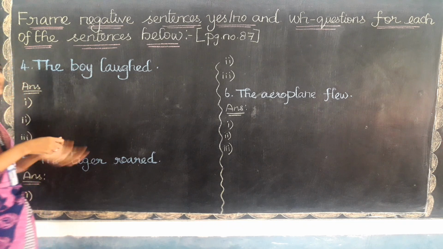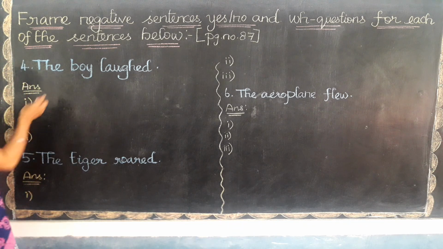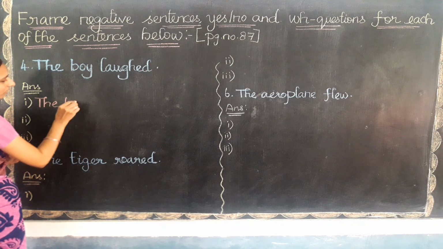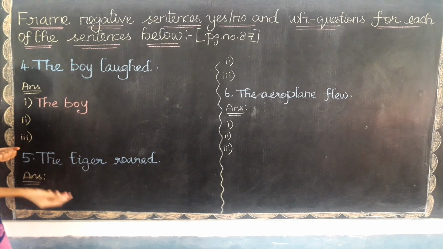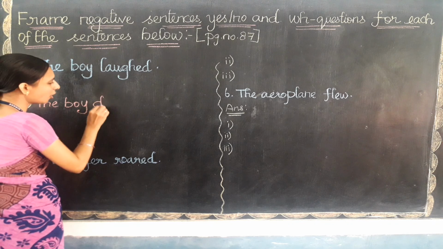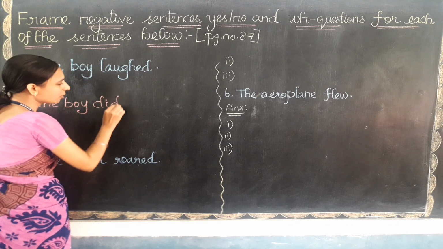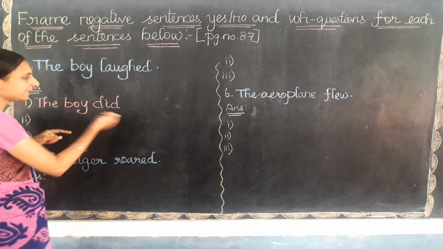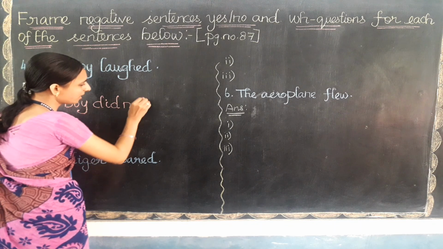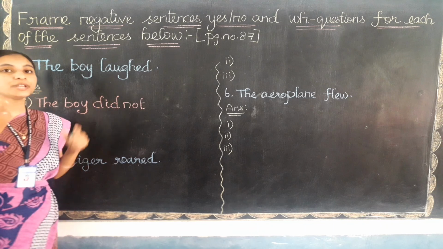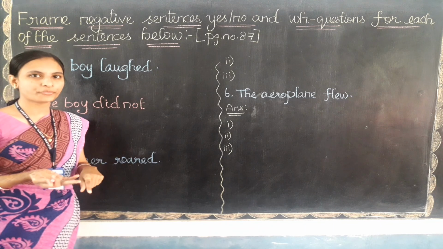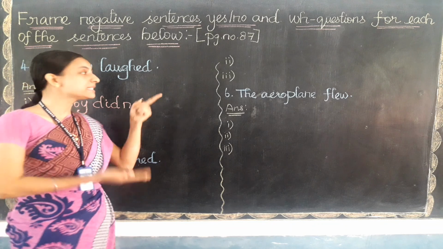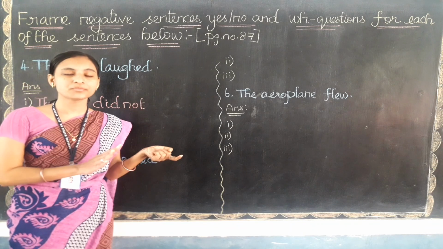So here the subject is the boy, then the answer will be the boy, then did not. Why did I use did? Because it's about the past form. So I need to use did and then the negative word that is not. And should I write laughed or laugh? Should I add the ed also? No. Why? Because this laugh stands for the past form.